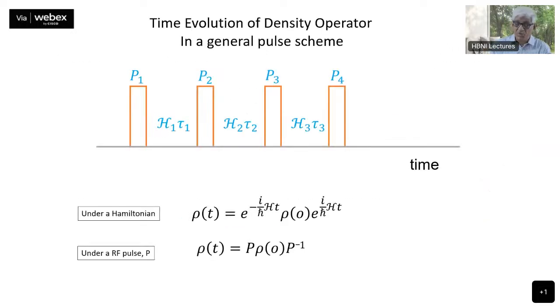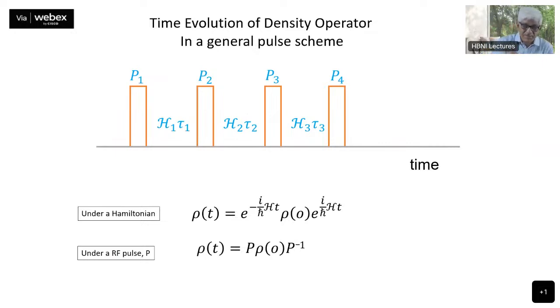Okay, now the time evolution of the densities. Now I'm considering a very general pulse scheme. So far, we talked about the general nature of the density operator. Now I consider a general pulse scheme. It has n number of pulses, various kinds of perturbations, various kinds of Hamiltonians, and they can be present, and this is the representation of that.